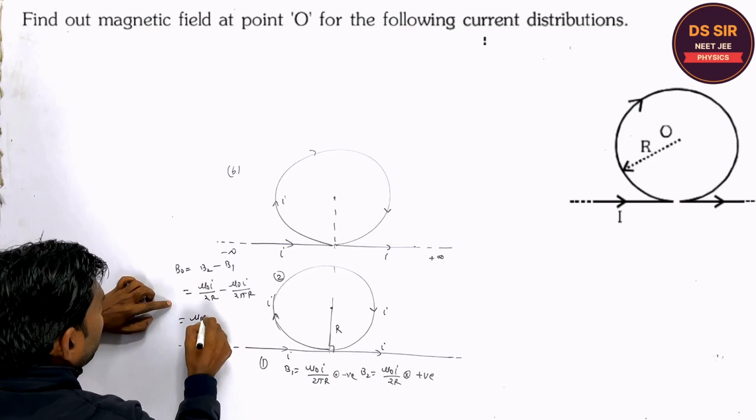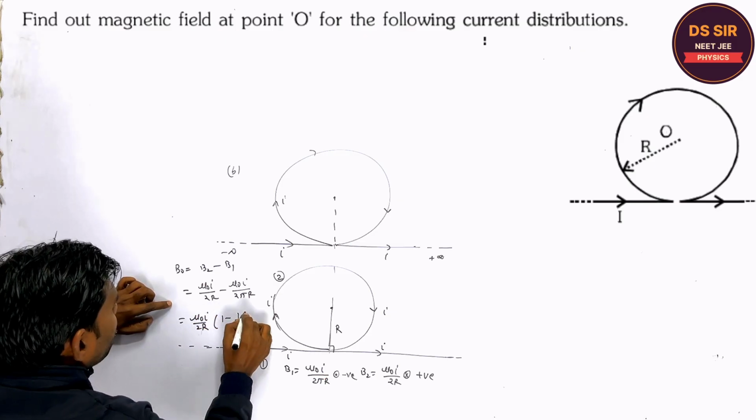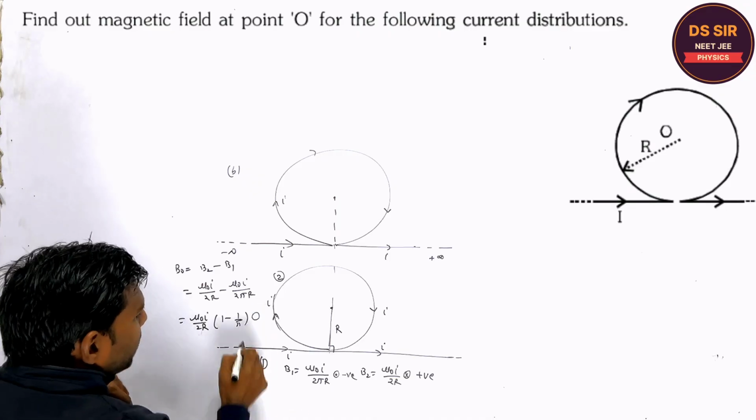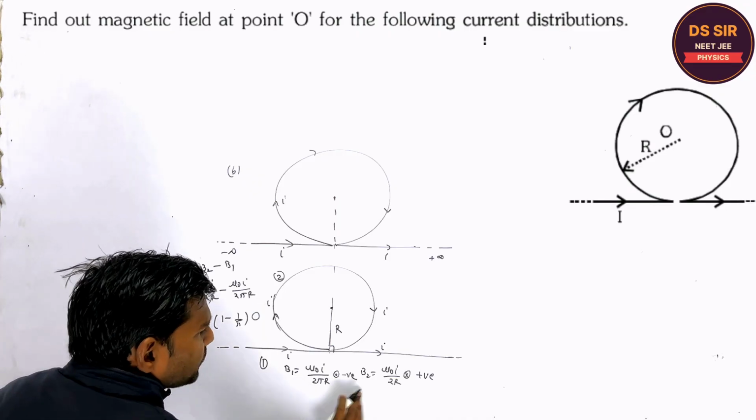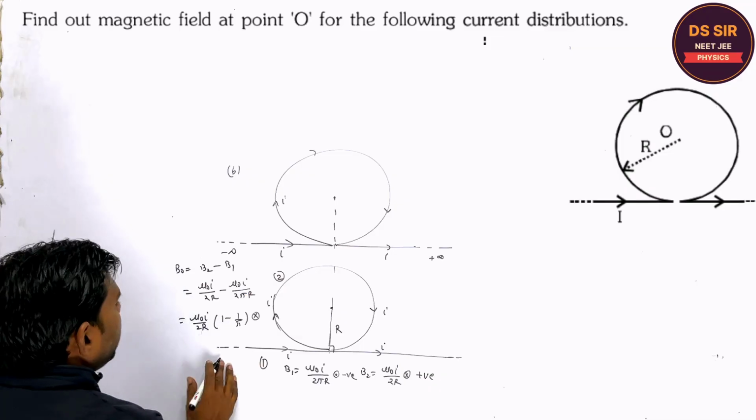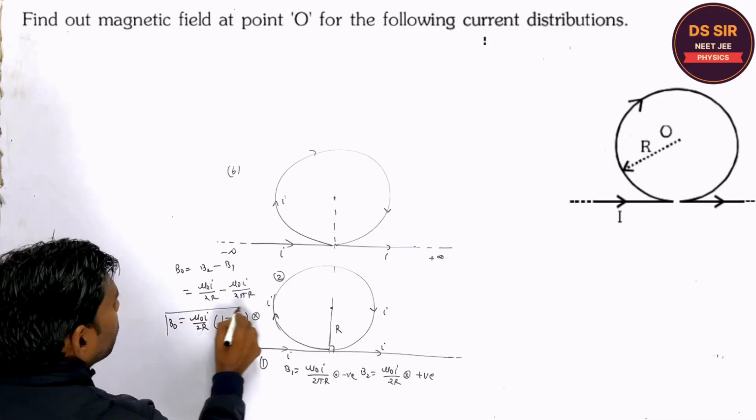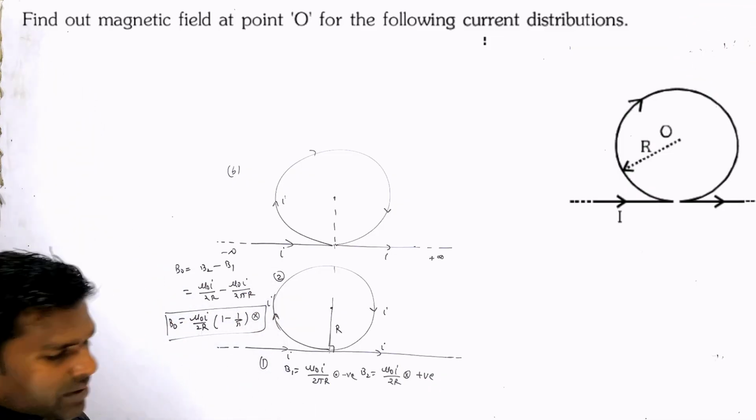If you take mu naught I upon 2R common, it is 1 minus 1 upon pi. And the net magnetic field is, which is greater? Into. So the net magnetic field is into the board, right? Copy this.